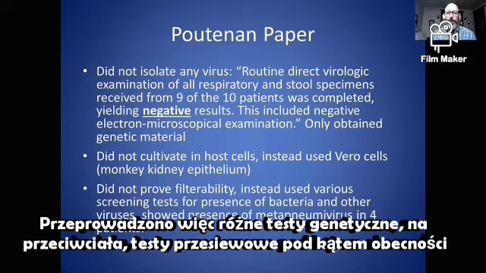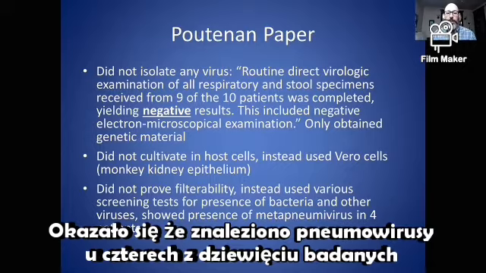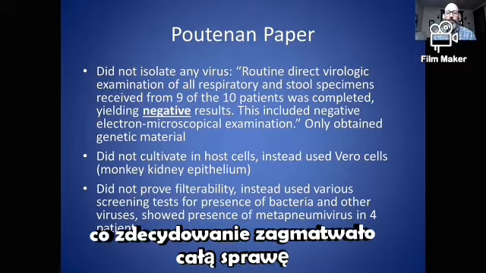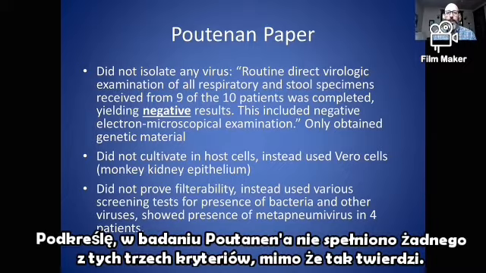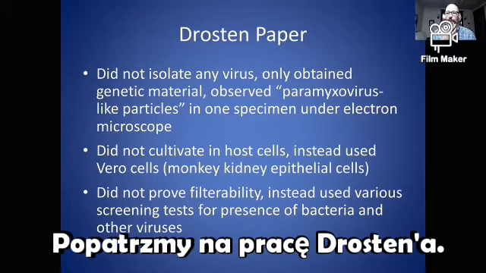So what they did was they performed all of these different tests, mostly genetic tests or antibody tests, to screen out for the presence of other bacteria or viruses that are known to cause disease. And in this case, they actually found metapneumovirus in 4 of the 9 patients, which definitely confused the issue. So once again, in the Putanen paper, they did not prove any of the 3 criteria as claimed. So let's look at the Drosten paper.